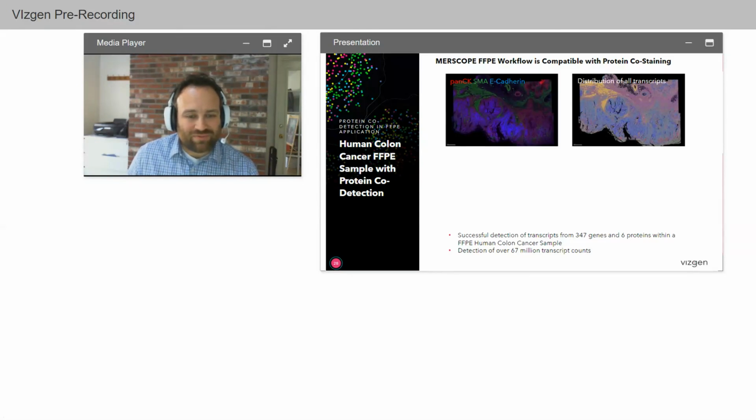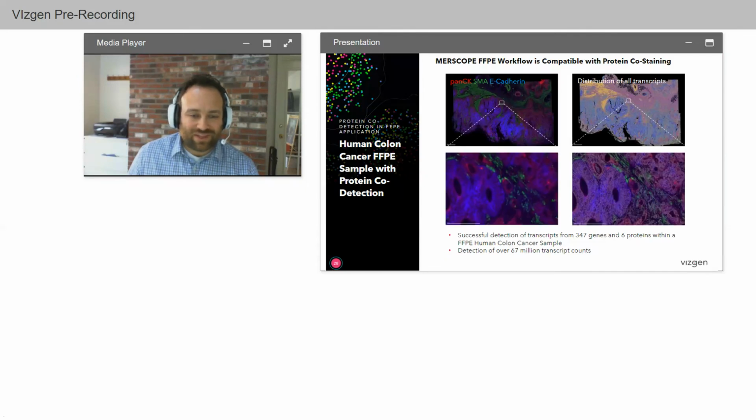These are lit up within our visualizer. These are the protein targets. And then on the right, the distribution of all of the transcripts we detected. We detected over 67 million transcript counts. So incredible data. Zooming into these areas, we can see where these proteins are expressed differently. Additionally, looking at transcripts, we can see how they are expressed differently as well. But again, the idea here is that we can successfully generate protein co-detection data within FFPE samples using our protocol.